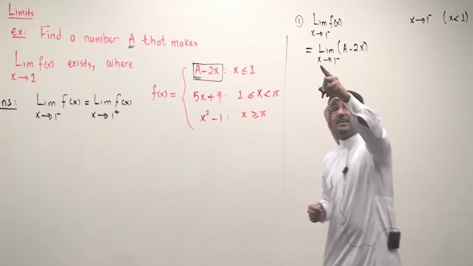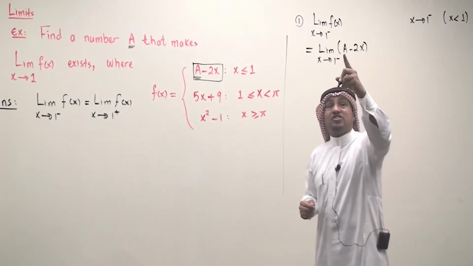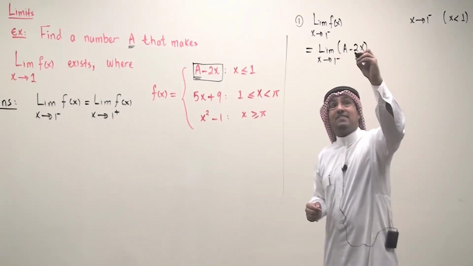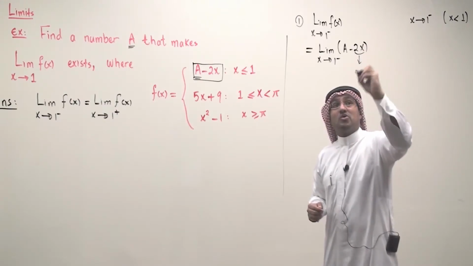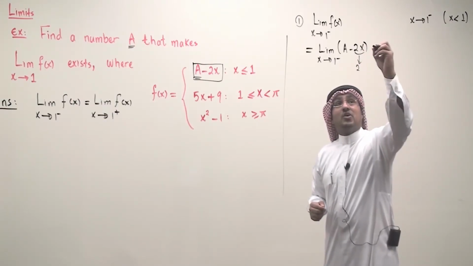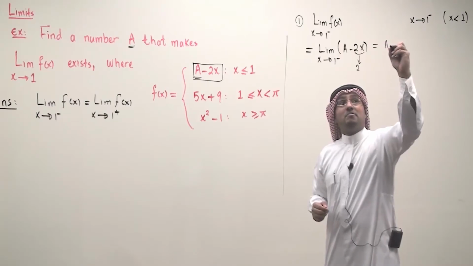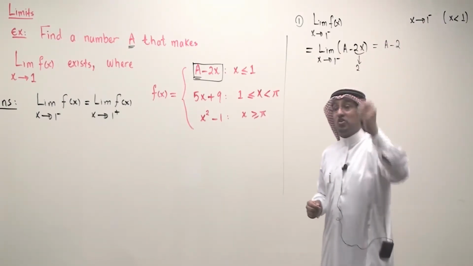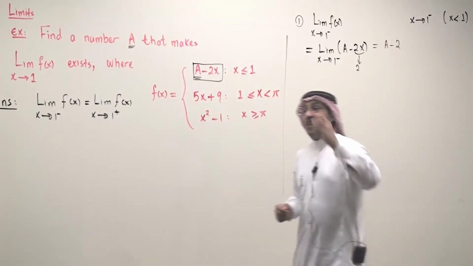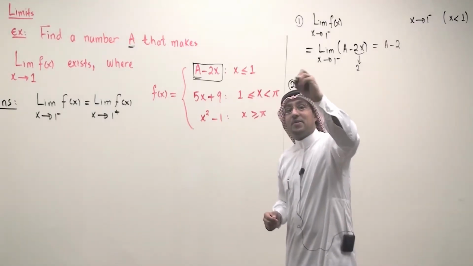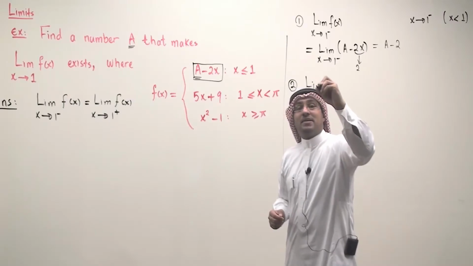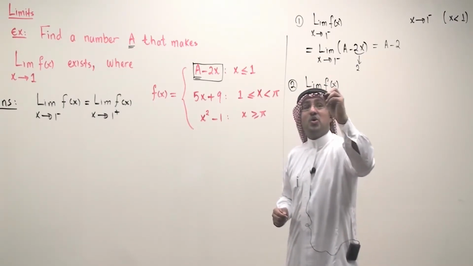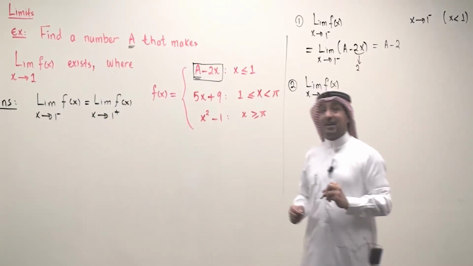You see, as x goes to 1 from the left, this is just a constant. As x goes to 1 from the left, this one is going to go to what? To 2, right? So this will be a minus 2. This is the value of the limit of the function as x goes to 1 from the left side. Now let's calculate the other limit, which is the limit of the function as x goes to 1 from the right-hand side.